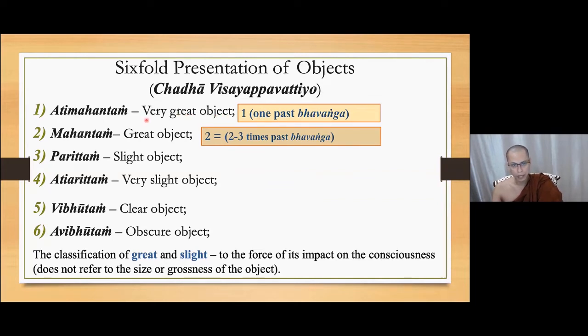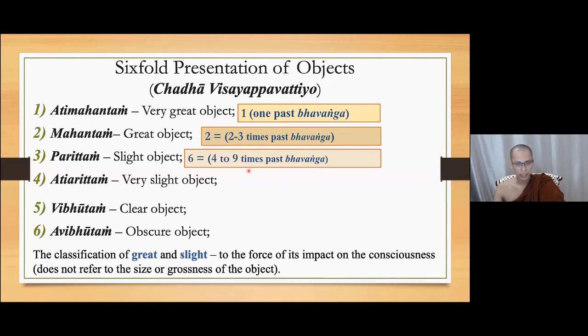So in the very great object, the past Bhavanga, when the process takes the very great object, only one past Bhavanga consists of. And if past Bhavanga appears 2 or 3 times, that is not a very great object anymore. It is regarded as the great object. So now you see the longer Bhavanga, more times of the Bhavanga movement, and less time of the cognition process, cognition times, mind movement.